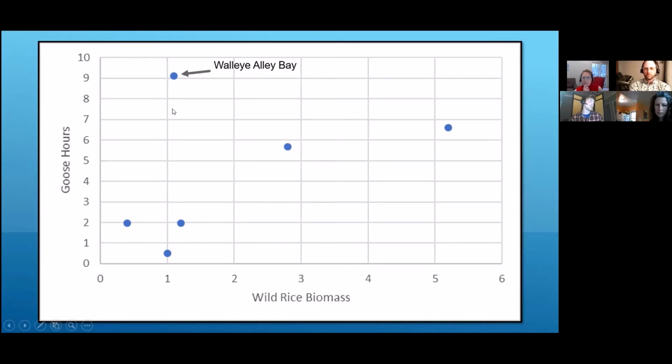But that could also be a product of having more goose hours, that there's less wild rice biomass, because these two sources of data came about a month apart. The surveys went from late August to early September, and then my monitoring went from June 18th to July 24th. So there's about a month between these two.